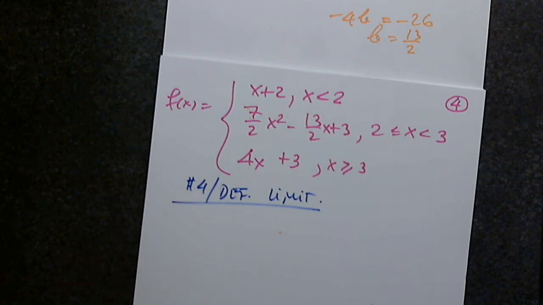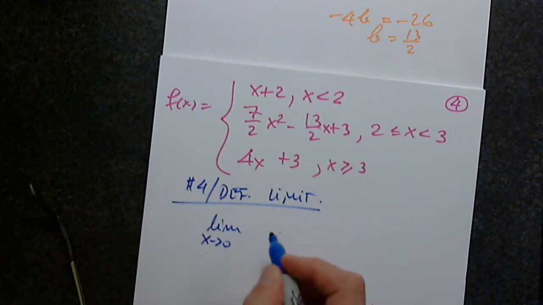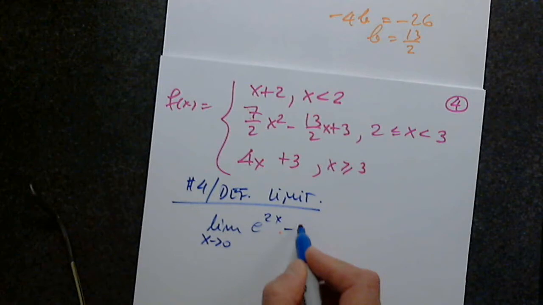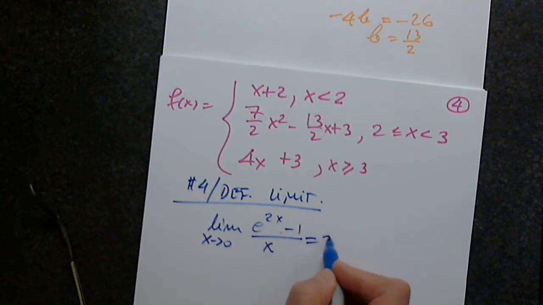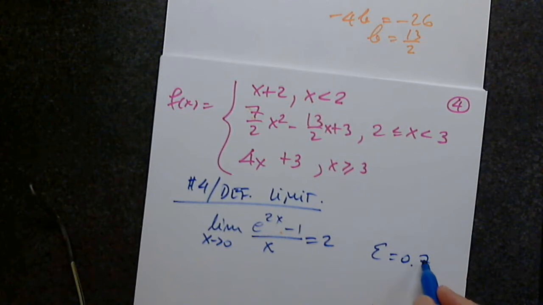Which one is 4? Okay, so we have the limit as x approaches 0 of e to 2x minus 1 divided by x, they say it's 2. Illustrate the definition by finding the largest possible values of delta that correspond to epsilon equals 0.7 and 0.3. So we're going to do just one of them. You want to do the second one? Okay, let's do the second one.